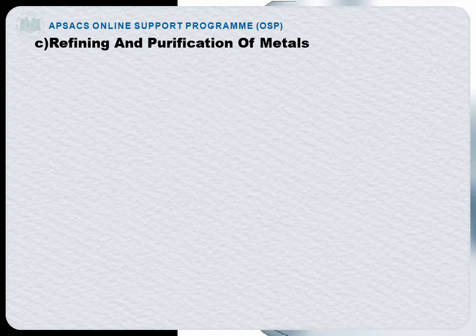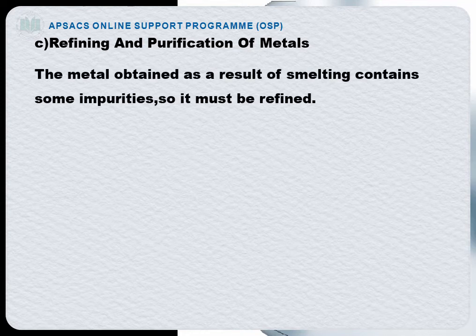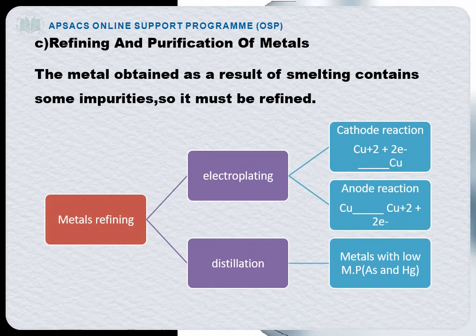Refining and purification of the metal, the last step in the extraction of metal. The metal obtained as a result of smelting contains some impurities, so it must be refined. In metal refining or purification, two processes can be used. The first is electroplating and the second is distillation.